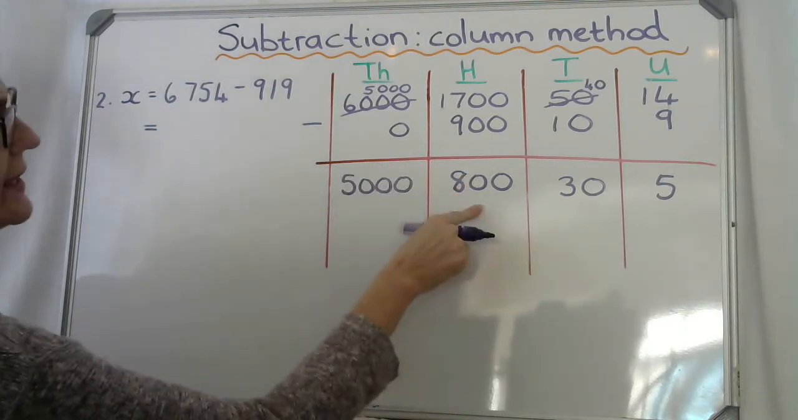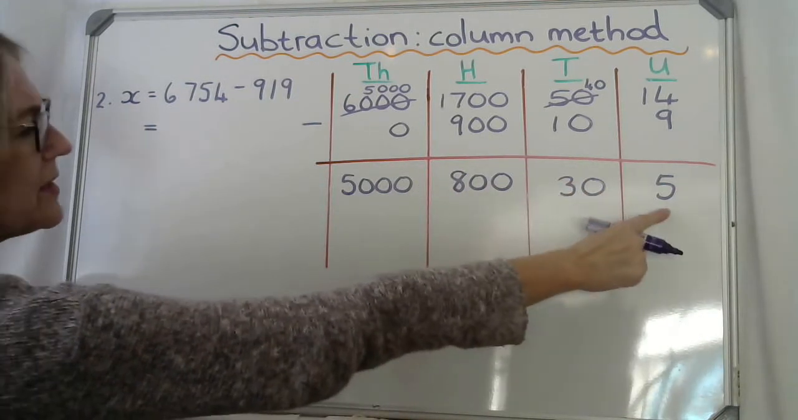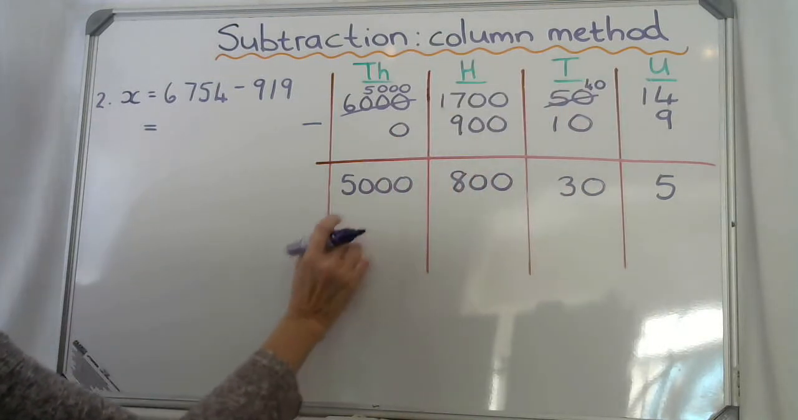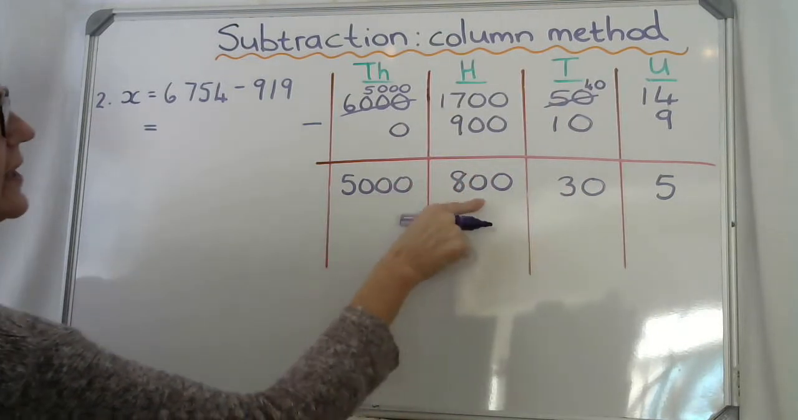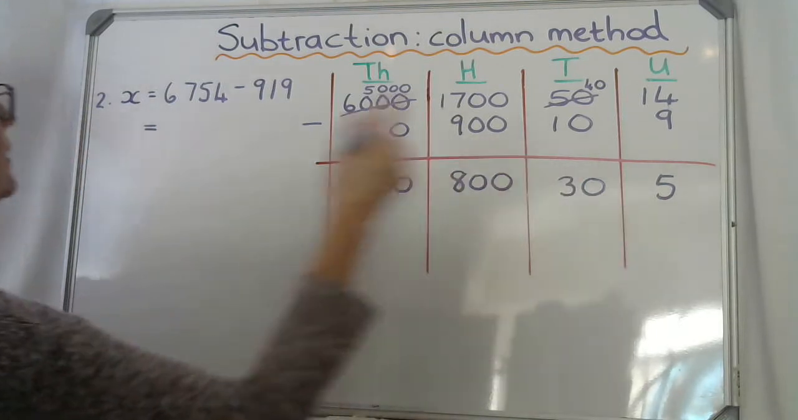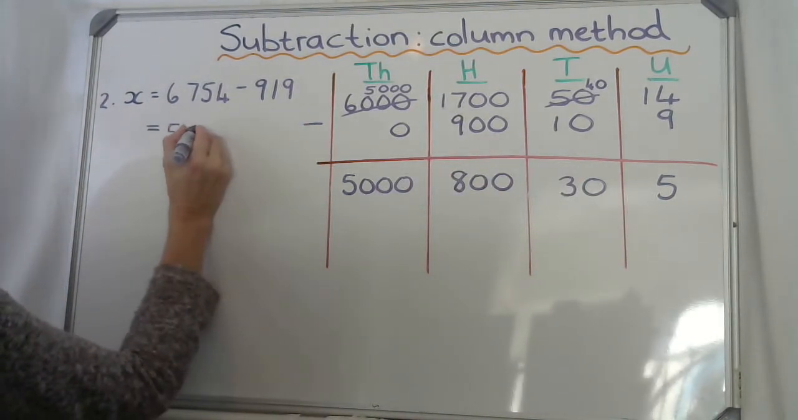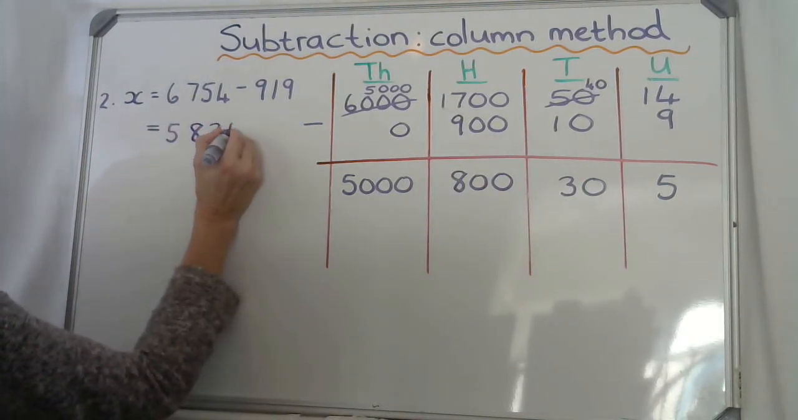And so we can simply say 5,000 plus 800 plus 30 plus 5 gives us a total of 5,835. 5,835.